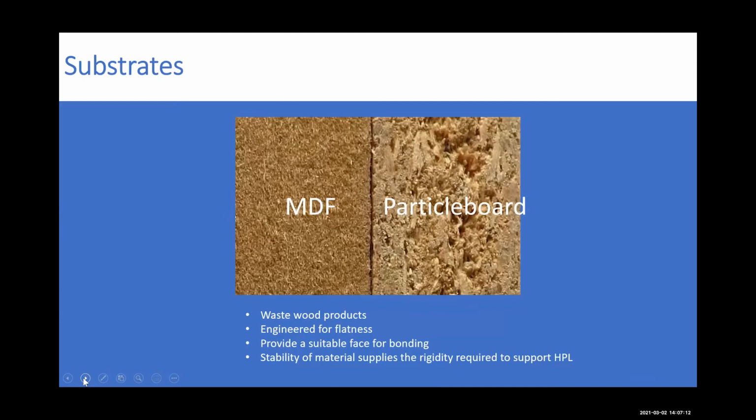AWI standards for the correct fabrication of HPL require that the substrate be either MDF or particle board. So what's the difference? Both are waste wood products, which provide a suitable face for bonding because they're engineered for flatness and stability, which supply the rigidity required to support HPL. Their dimensional movement is similar to that of laminate, which provides the perfect substrate for HPL.